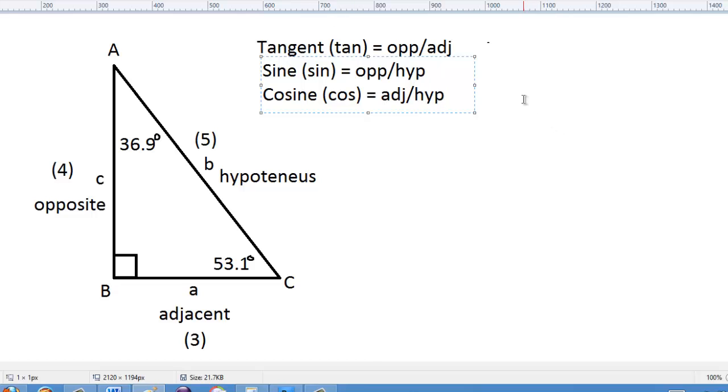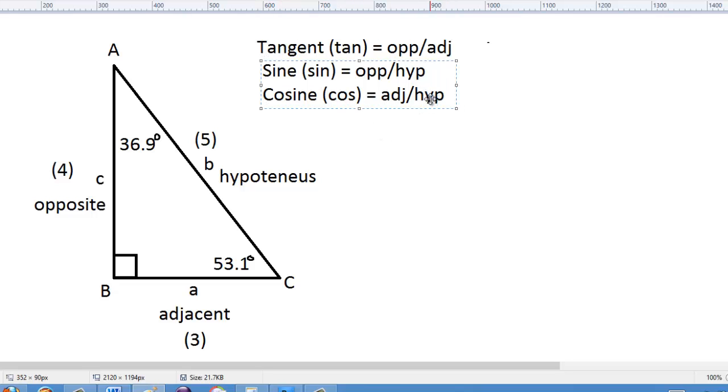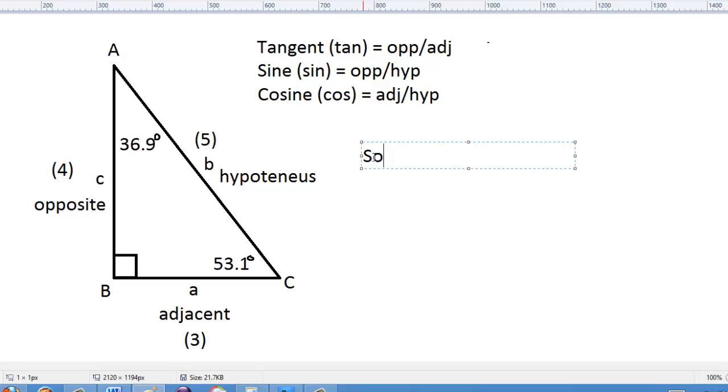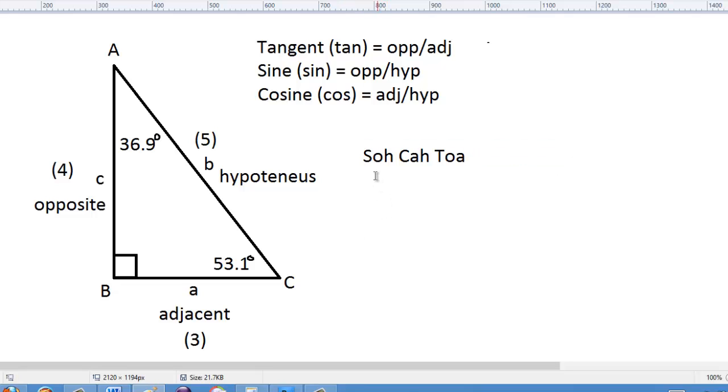A lot of people remember this using a phrase called SOHCAHTOA. I personally don't like this, but if it helps you remember it, then go ahead. Basically it looks like this: SOHCAHTOA. What this means is that sine is opposite over hypotenuse, cosine is adjacent over hypotenuse, and tangent is opposite over adjacent. As I said, I personally don't really like that, but if it helps you learn it, then go ahead.